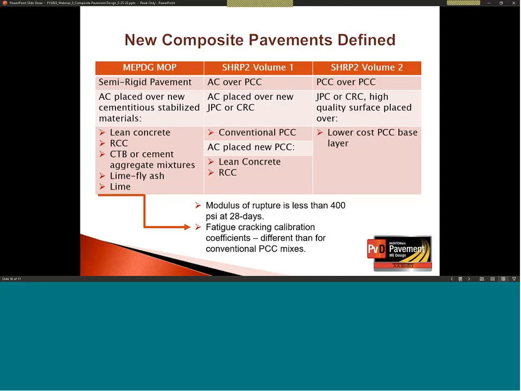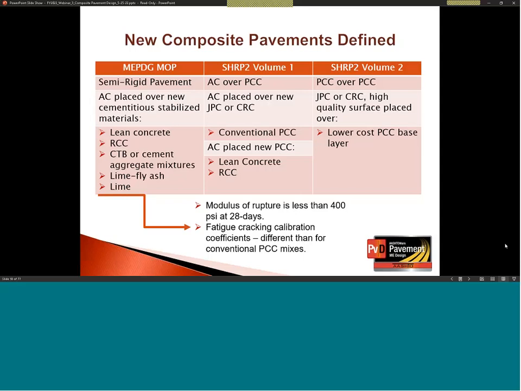So there is a distinct difference between each category, or how we're defining composite pavements. And I'll try to note that throughout the presentation as we're going through. So for this webinar, we're focusing more on columns 2 and 3, the Sharp 2 Volume 1 and the Sharp 2 Volume 2 reports as they are applied to the Pavement ME Design software itself.